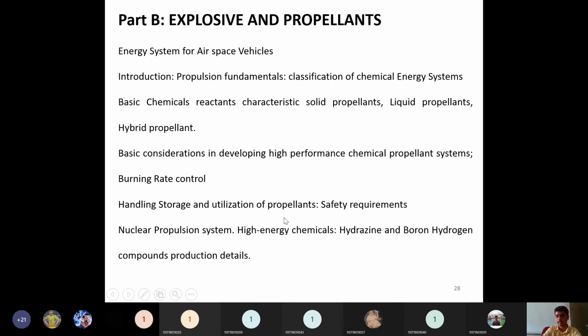There are 2 types of high energy chemicals. One is hydrazine and the next is boron hydrogen compounds, which are called boranes. Combinedly these boron hydrogen compounds are called boranes. Here 2 flow sheets will be there: hydrogen production, 1 flow sheet, and boranes production, 1 flow sheet. Here a common topic, some flow sheets will be there.